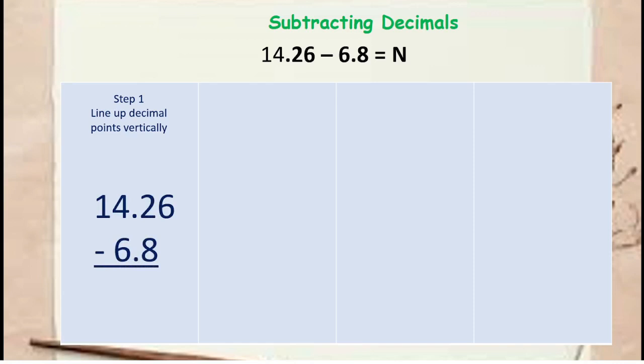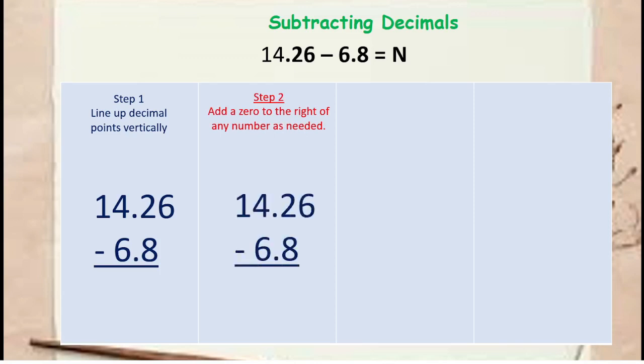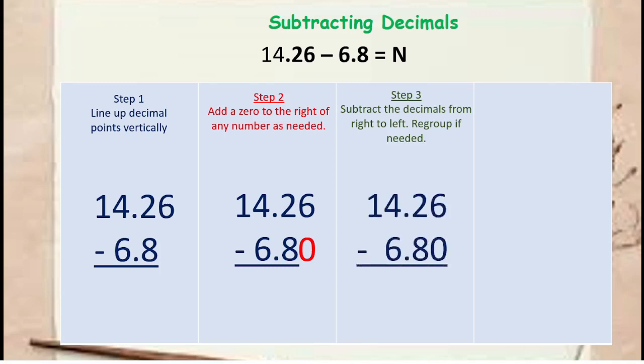Make sure to align not only the decimal point but also the place value of each digit in its correct place. Second step, we add 0 to the right side of the number that needs to have the same number of digits. So 14 and 26 hundredths will now be subtracted with 6 and 80 hundredths. Third step, we subtract now the decimals starting from right to left. We need to regroup if necessary.